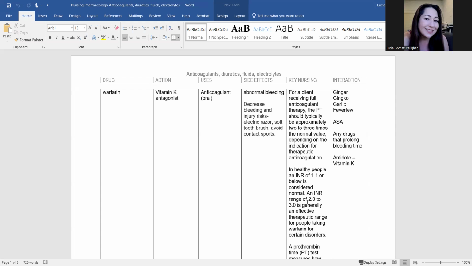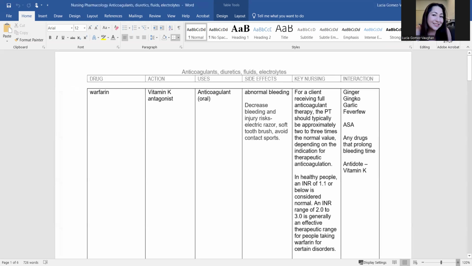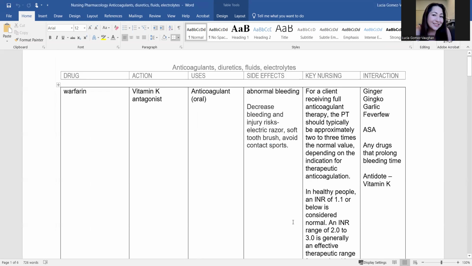With all our anticoagulants, we're going to have bleeding as a side effect. So side effects, and this is going to go for all our anticoagulants or anything that prolongs bleeding time: abnormal bleeding as a side effect, and we want to decrease bleeding and injuries by using an electric razor, soft toothbrush, and avoiding contact sports.